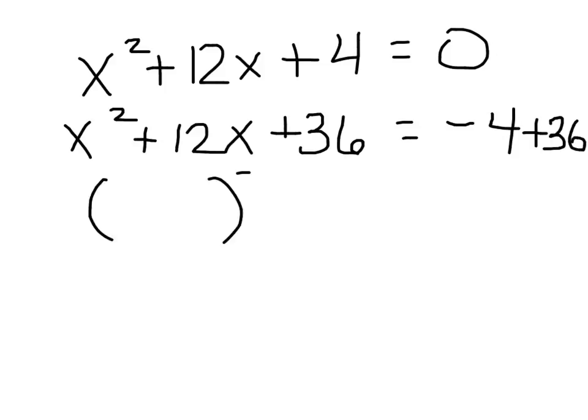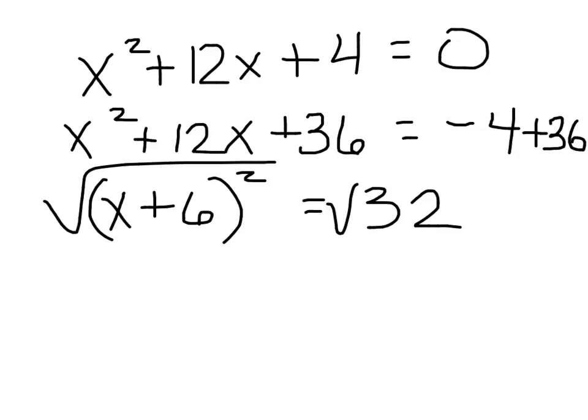Then I factor. What times what gives me x squared? What times what gives me 36 but adds up to be 12? On the right-hand side, what's negative 4 plus 36? Step 5, square root both sides. x plus 6 equals plus or minus. What does the square root of 32 reduce to? 4 the square root of 2.